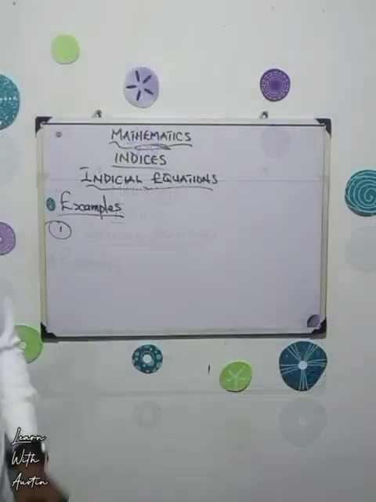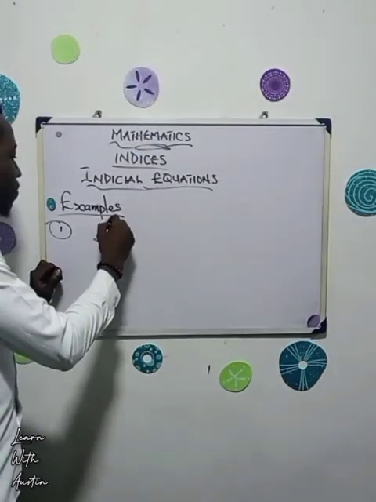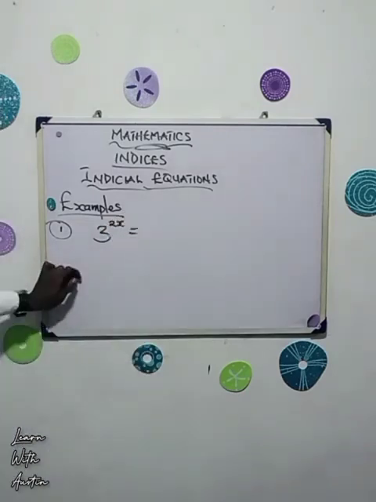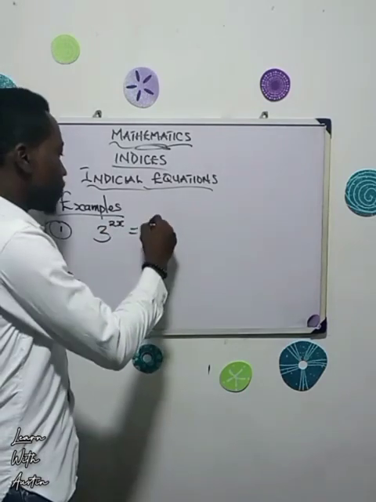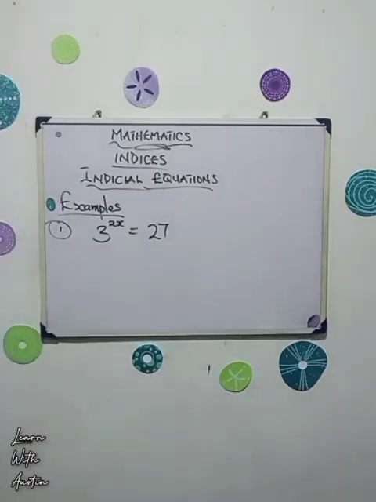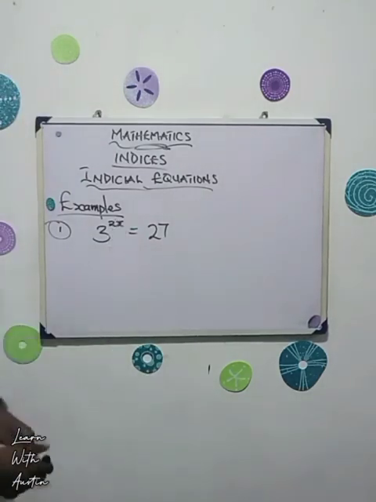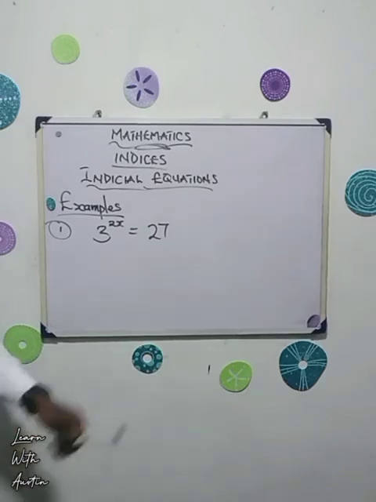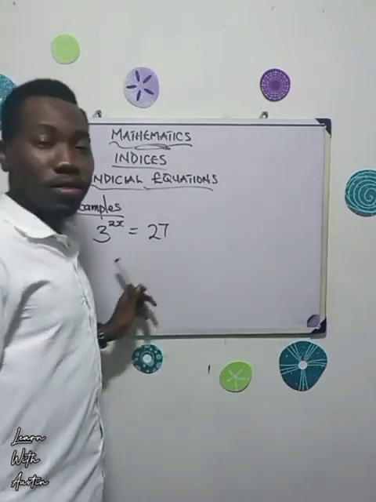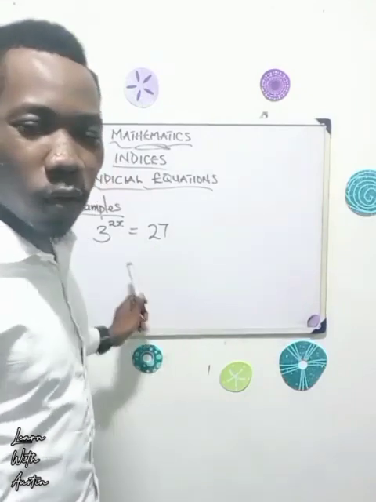Number one, 3 raised to the power 2x equals 27. We are told to find the value of x. So in this equation, what is x? That's the question. 3 raised to the power 2x equals 27. What is x?